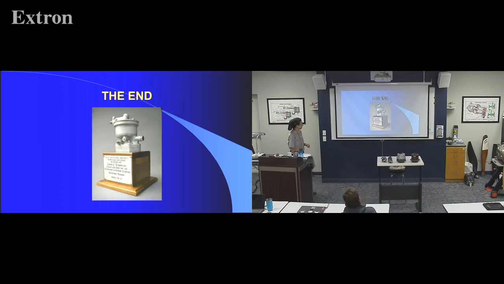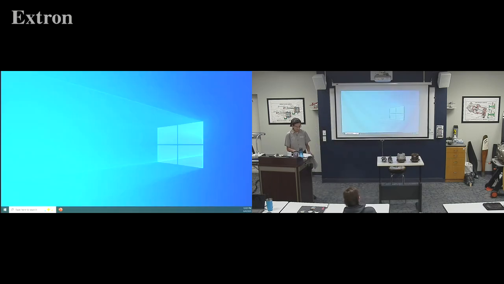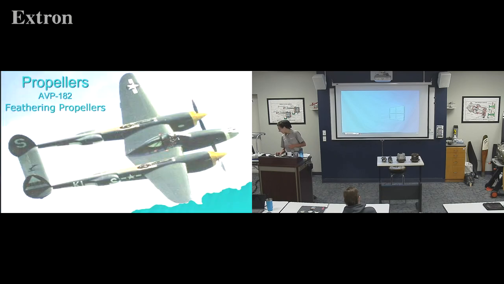This was the first successful aircraft propeller governor, designed by Elmer Woodward in 1934. So that's your historical tidbit of the day. Any questions on those questions? All right. And move.